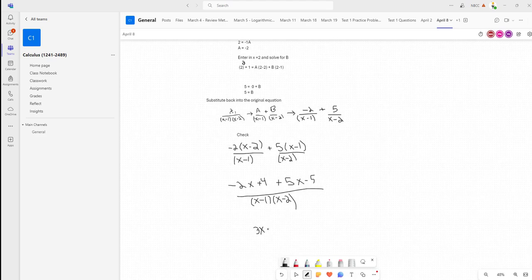And I have plus 4 and a minus 5, so I have 3x minus 1. And I have x minus 1 over x minus 2, all right? So you can see here that we don't have what we started with, right? And this might happen to you. You've done something wrong, and this is a way to check. So what happened is we have 3x minus 1, but we're supposed to have x squared plus 1. So what happened? I'll explain that right now.